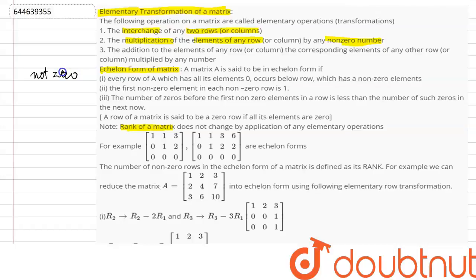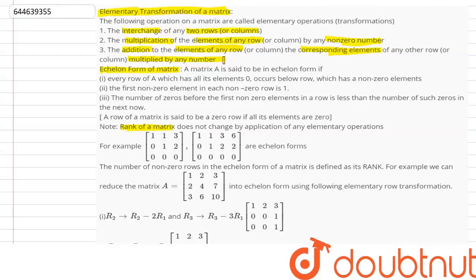Now what is the third elementary transformation? Third transformation is the addition to the elements of any row or column the corresponding elements of any other row or column multiplied by any number. That means, as given in the second operation, we can multiply a row with any number and add that multiplied row to another row. That is our third elementary transformation.